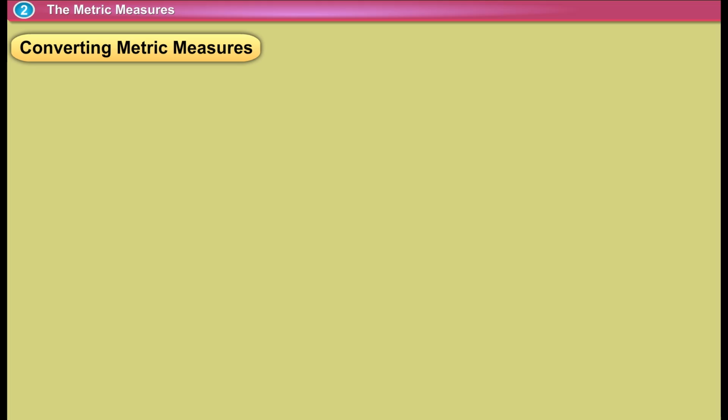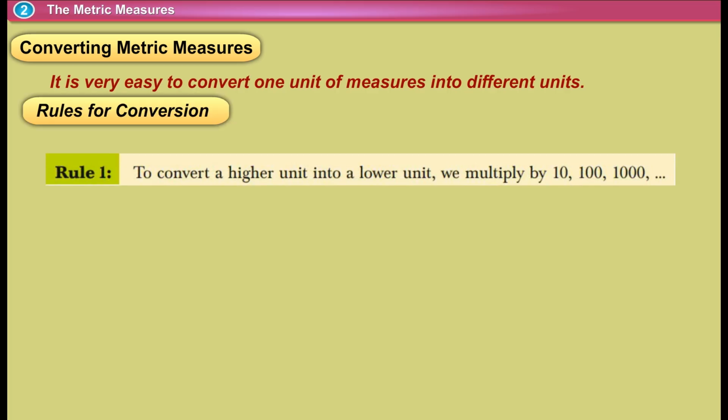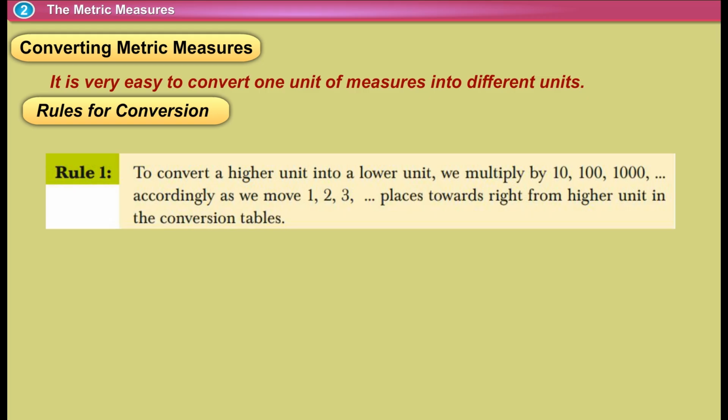Converting metric measures. It is very easy to convert one unit of measure into different units. Rules for conversion. Rule 1. To convert a higher unit into a lower unit, we multiply by 10, 100, 1000, accordingly, as we move 1, 2, 3 places towards the right from the higher unit in the conversion table.